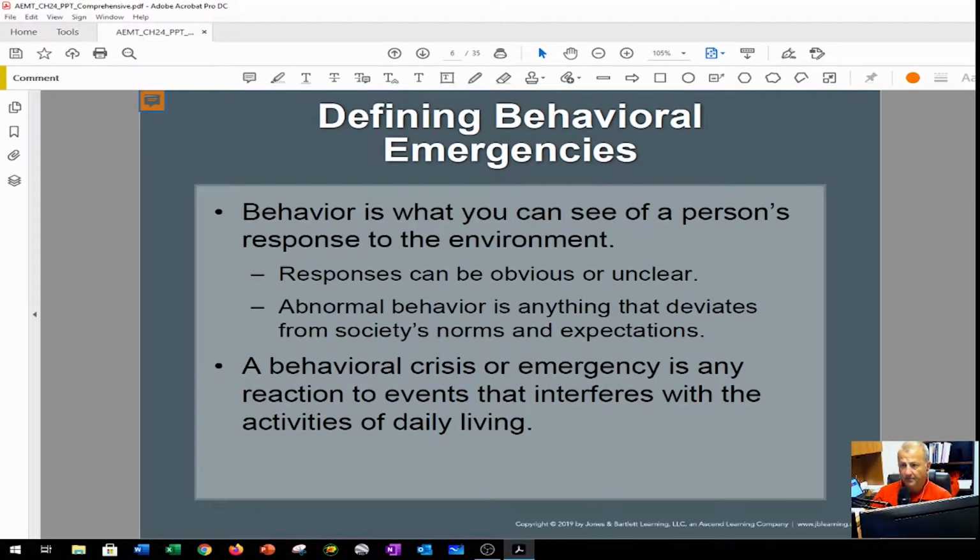Normal is defined by our society. A different society may look at behavior completely differently, like different cultures. So abnormal behavior, again, would be the tendency to deviate from normal. And normal, again, is defined by society.